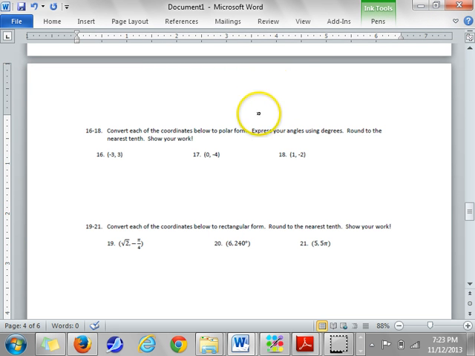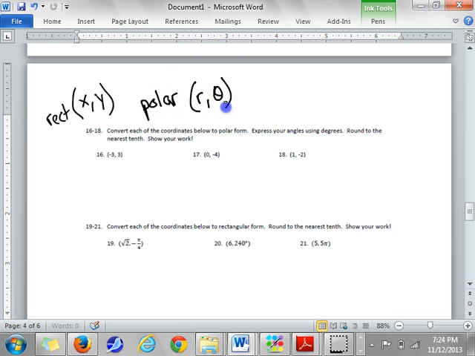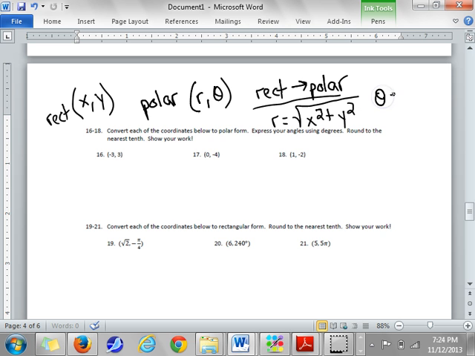But when we're going from rectangular to polar, so rectangular is xy, polar is r theta, we find the r value by using the Pythagorean theorem, so the solved version of it is the square root of x squared plus y squared. We find theta by using inverse tangent of y over x.